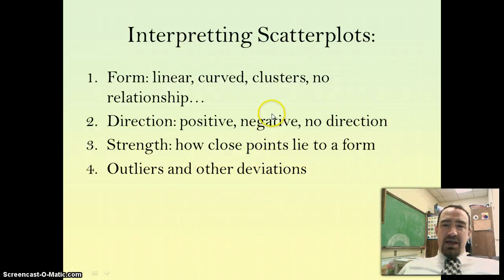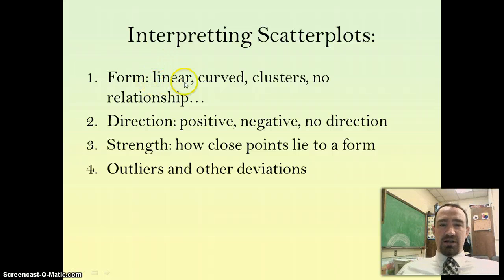How do we interpret a scatter plot? We don't want to just look at it and say, oh wow, that's nice. There are some very specific things we'd like to do when we interpret scatter plots. And the first thing we need to do is to ask ourselves, what form is the data taking in the scatter plot? And we have some very common forms.